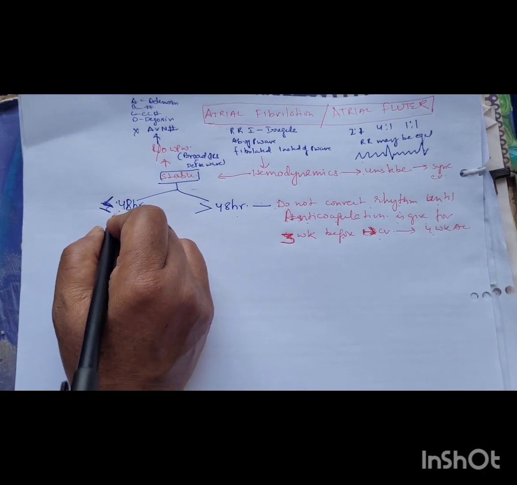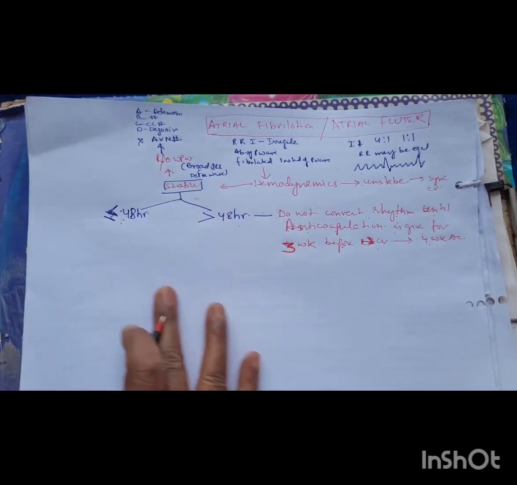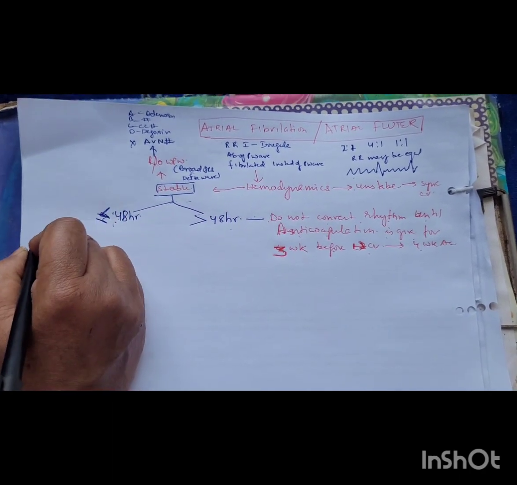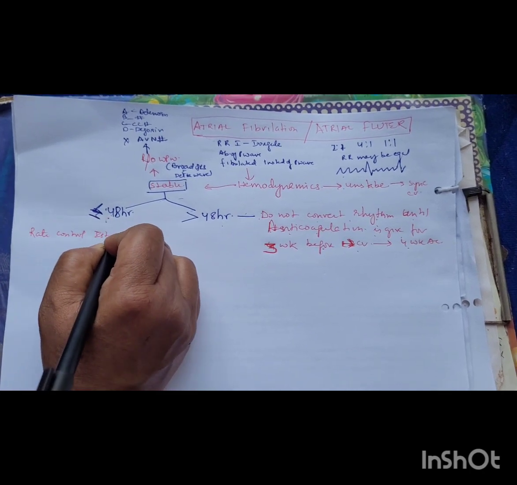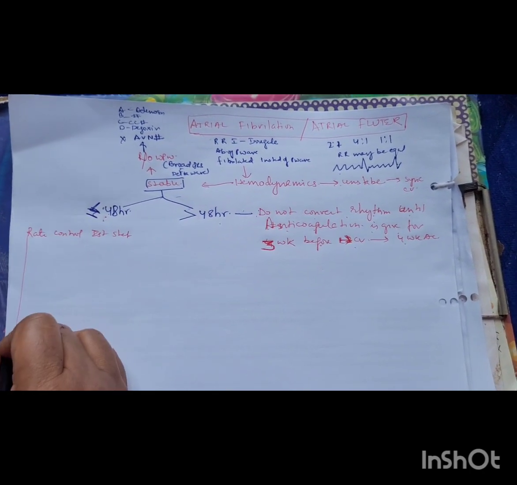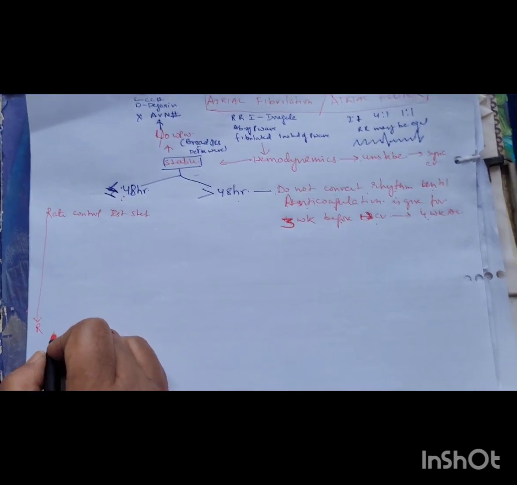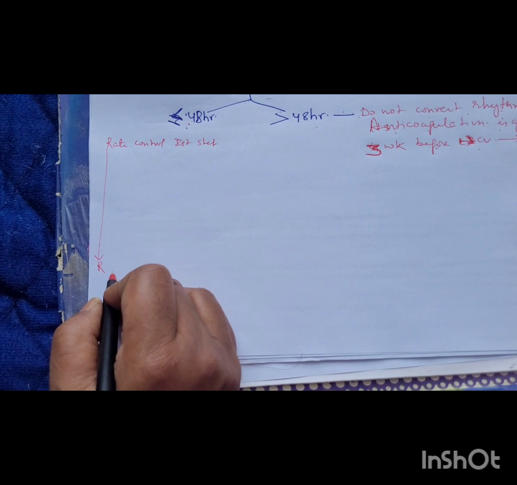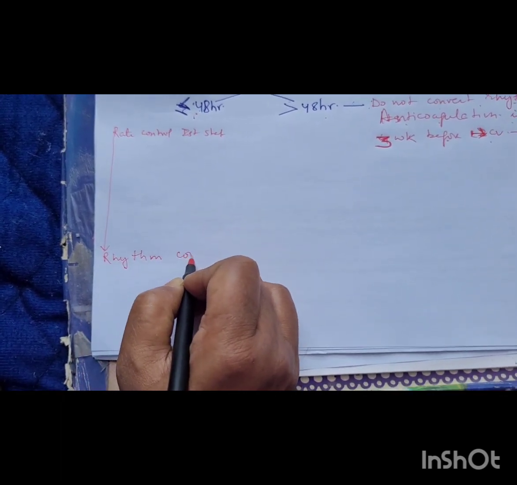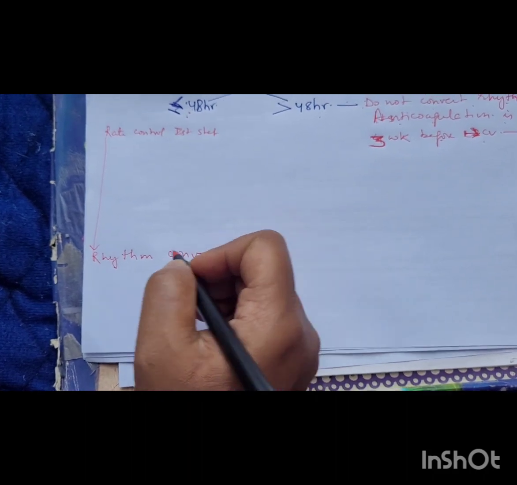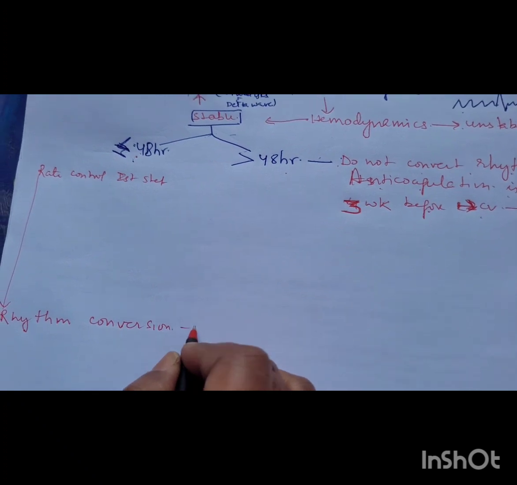So whether it is less than 48 hours or greater than 48 hours, other than this, the things are common. You have to do rate control as the first step, and then you go for rhythm conversion. This is the second step.